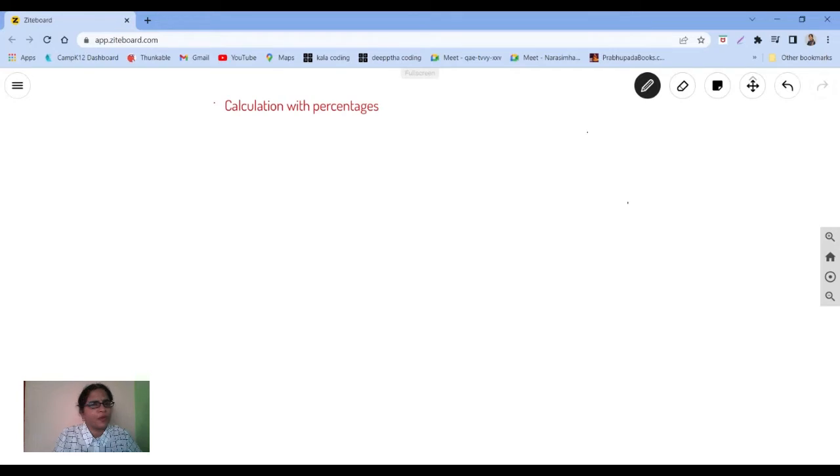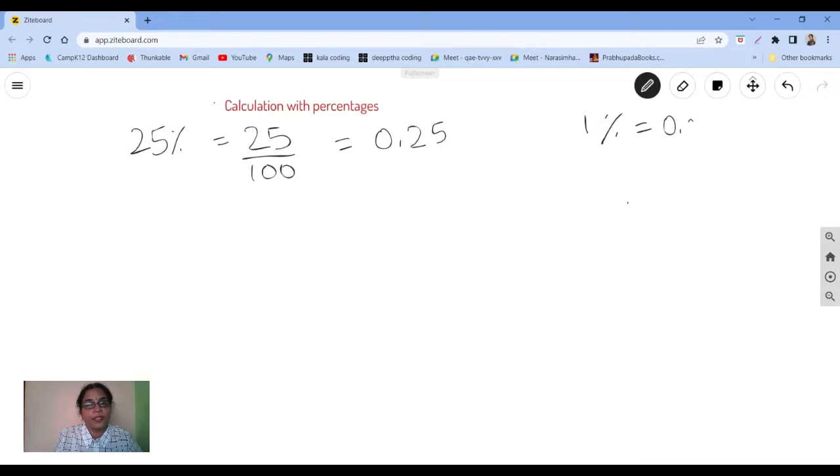First of all, before we go to the technique, let us understand that percentage means it's a fraction. Basically, if I say 25%, it is nothing but 25 divided by 100 or 25 by 100. Or you can also call it a decimal, 0.25. In that way, if I say 1%, that means it is 0.01 or 1 by 100. Okay, with the basis of this knowledge we can do further calculation techniques.